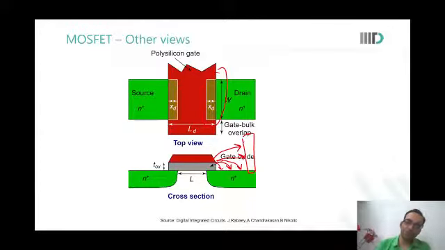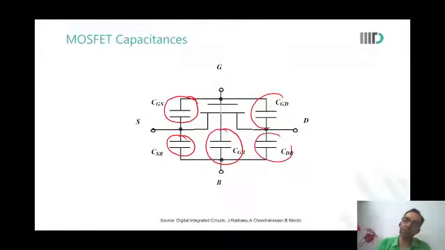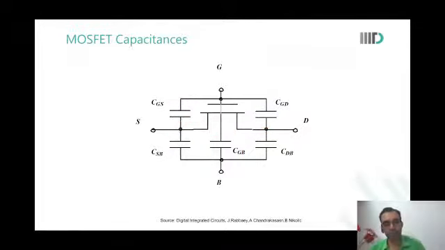So what does this mean? This essentially means that in a MOSFET, there is a capacitance CGB, gate and body. There is a capacitance between gate and source and gate and drain. And there is a capacitance between source and body and drain and body. Are you able to appreciate all these capacitances? Yes, sir.